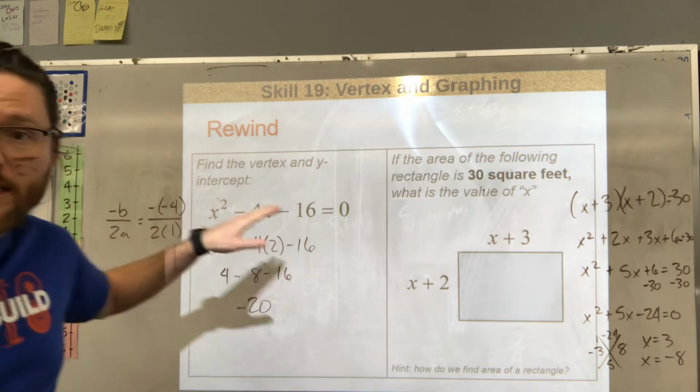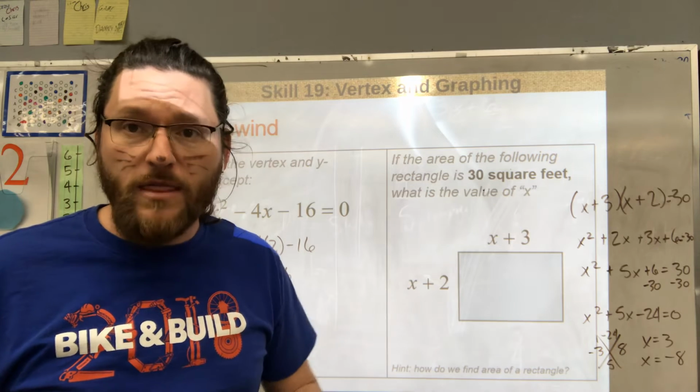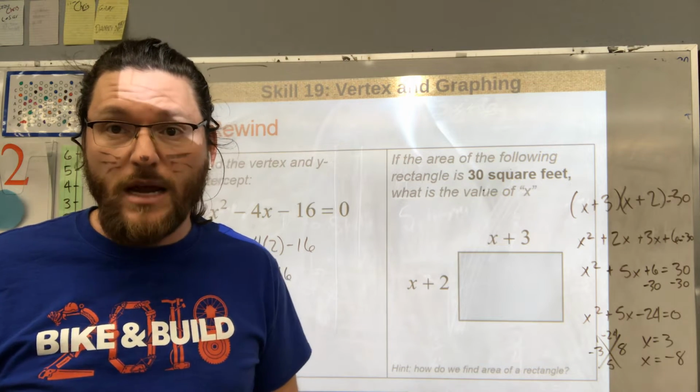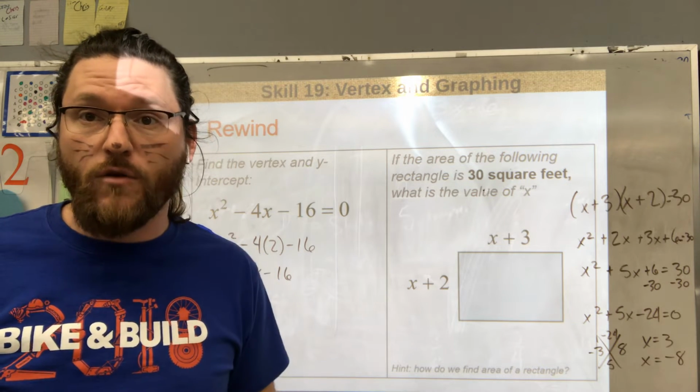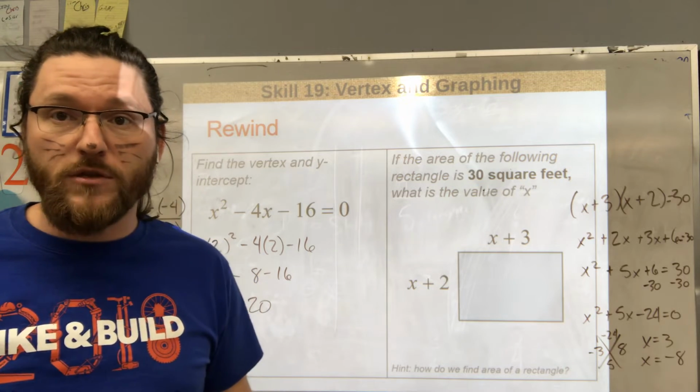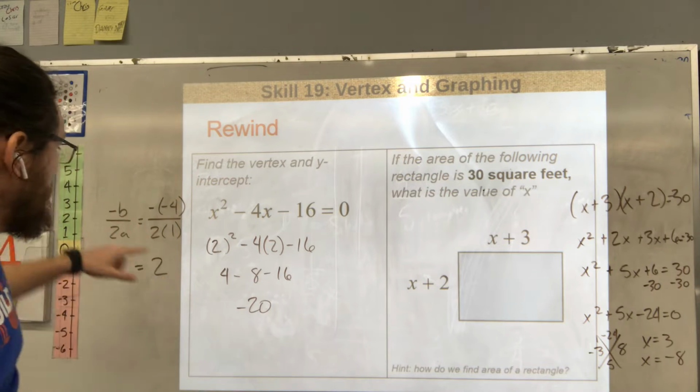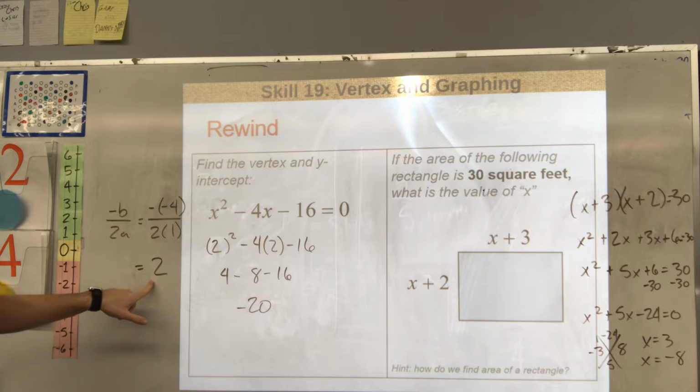This problem is Xboxable, so if you wanted to find the vertex the way that I taught you the first day, that's great. If you want to use the quadratic formula shortcut with negative b over 2a, that's fine too. That's what I've shown here. Negative b over 2a gives you 2.